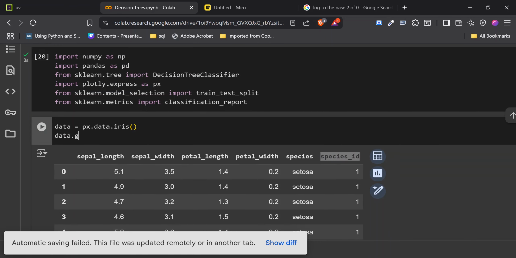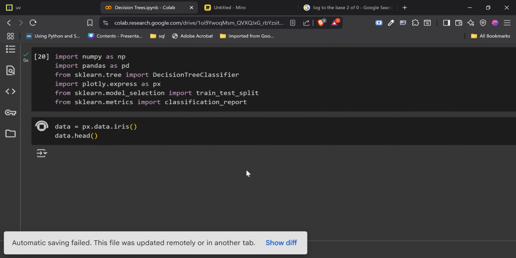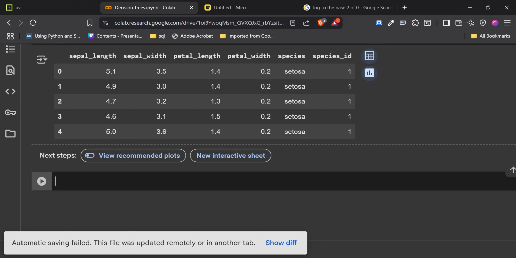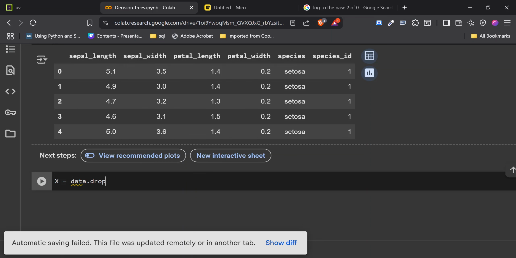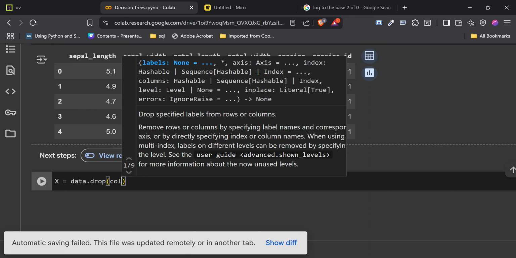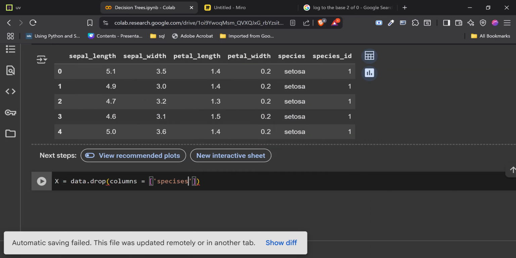So great. That means if I'm going to be doing that, I have to also remove species from my x's. So I'm going to say, sorry, x equals data.drop, and we are dropping columns equals species, species ID.